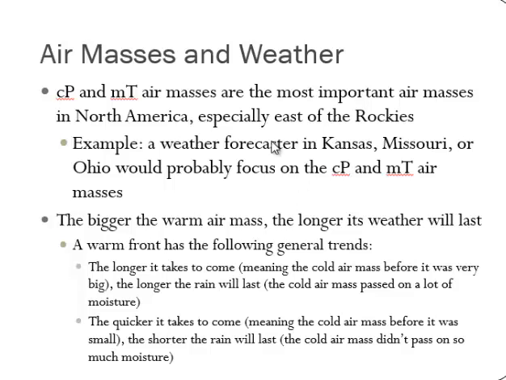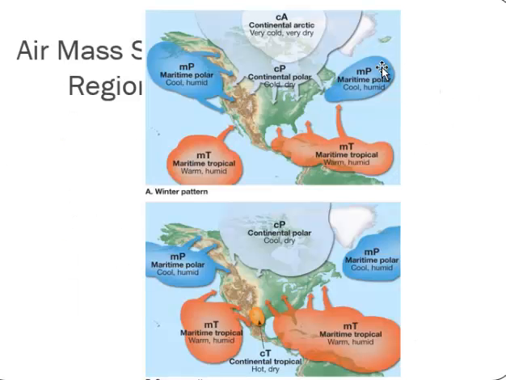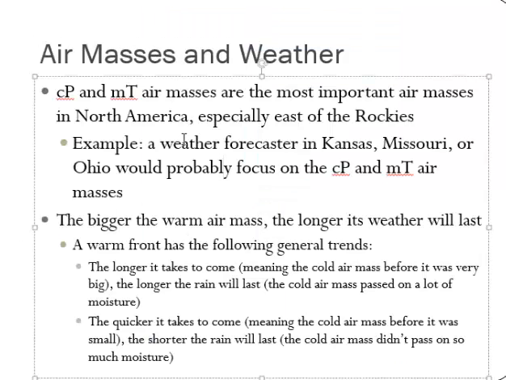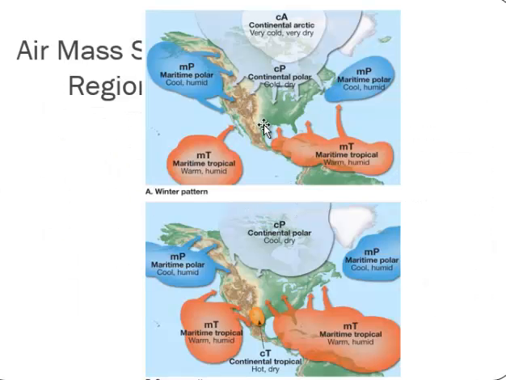In the United States, you have continental polar and maritime tropical air masses. Those are the ones that are the most important. Really, it's going to be cold when you have air masses like this, which are continental polar, continental cold, and it's going to be warm when you have maritime tropical air masses. Over here, like a weather forecaster in Kansas, Missouri, or Ohio would probably focus on one or the other. That's right over here, Missouri, Ohio, whatever, which is right around this area of the country.